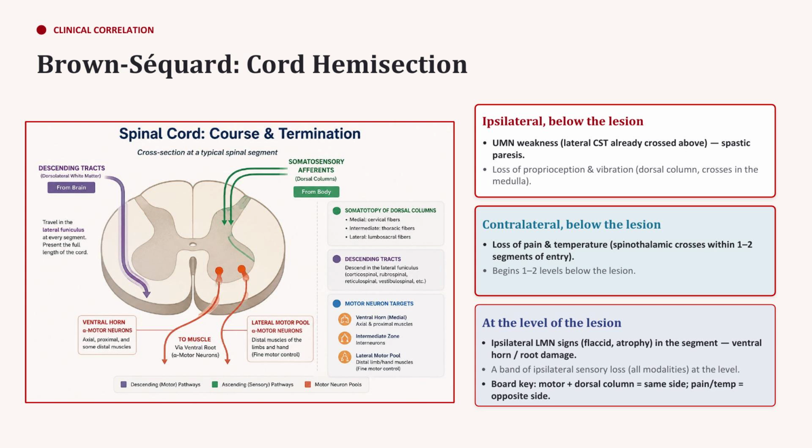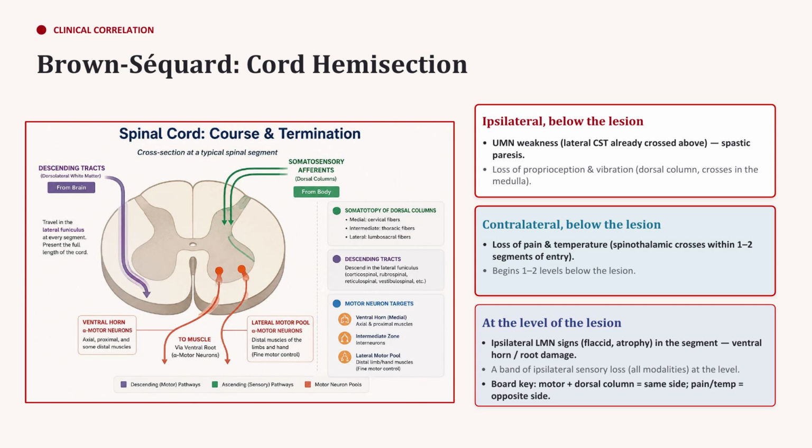The dorsal columns also ascend ipsilaterally until they cross in the medulla, so you lose proprioception and vibration on the same side below the lesion. But the spinothalamic tract crosses within 1 to 2 segments of where it enters the cord, so by the time its fibers are ascending at the level of the lesion, they represent the opposite side of the body. Cut them, and you lose pain and temperature on the contralateral side, beginning a level or 2 below. So the signature is a dissociation, motor and dorsal column loss ipsilateral, pain and temperature loss contralateral.